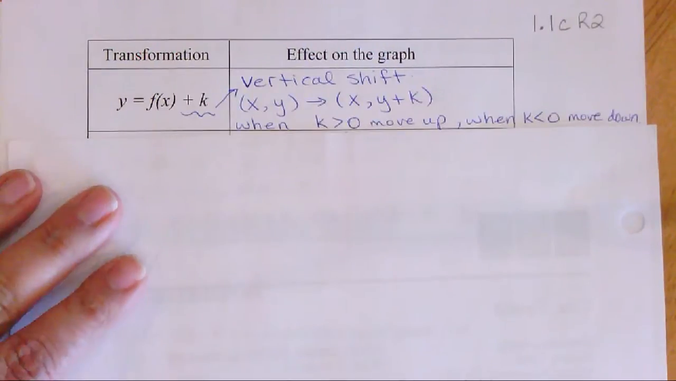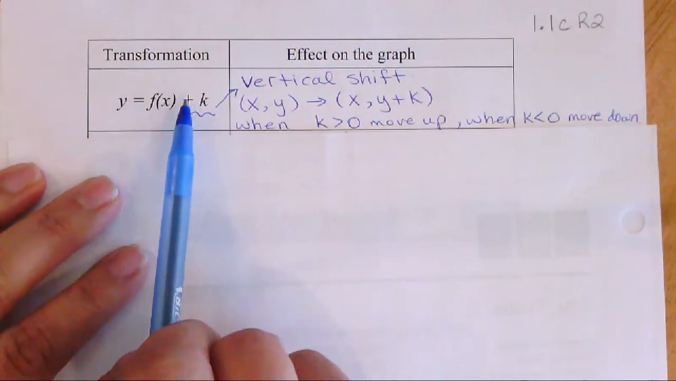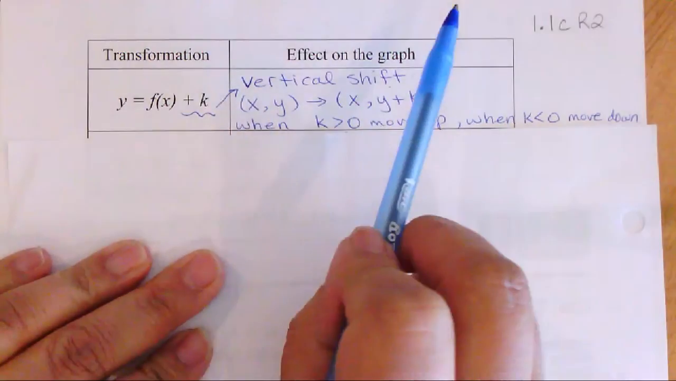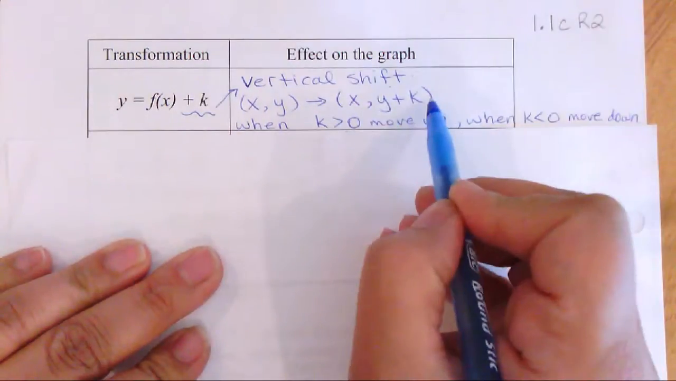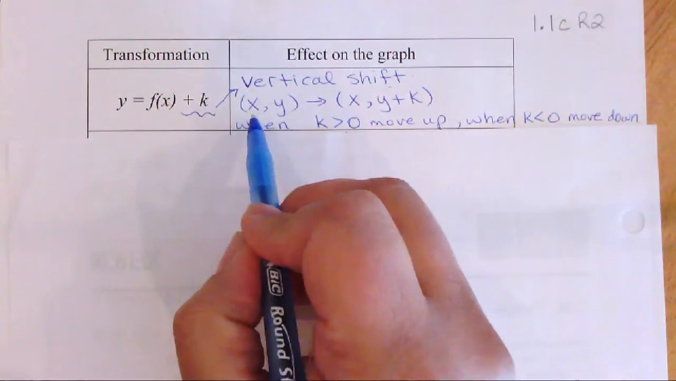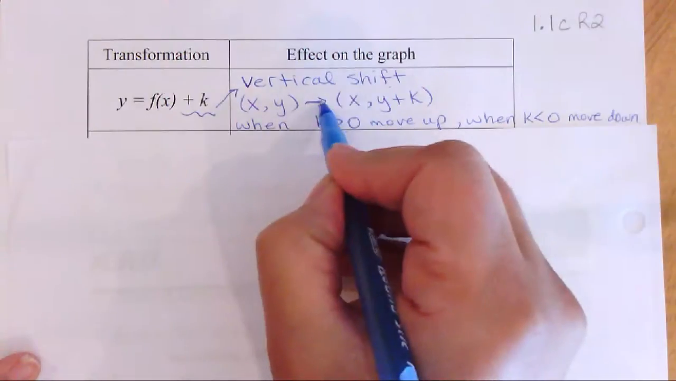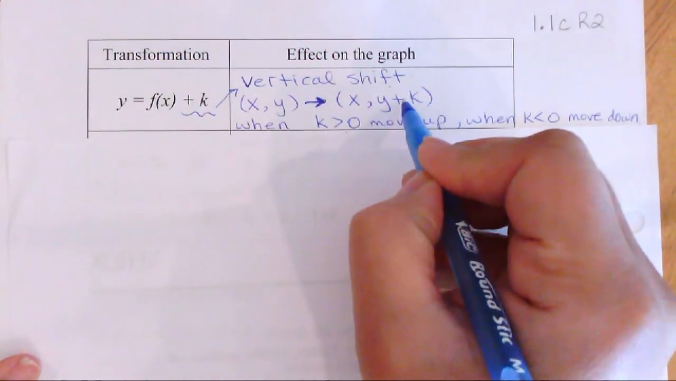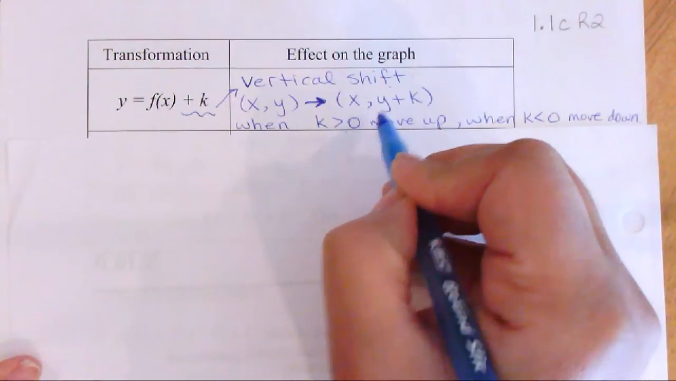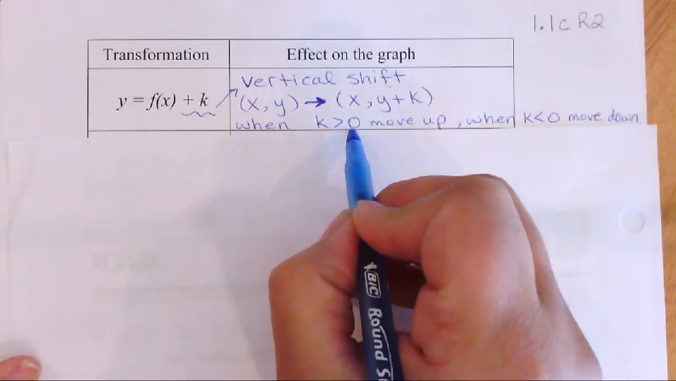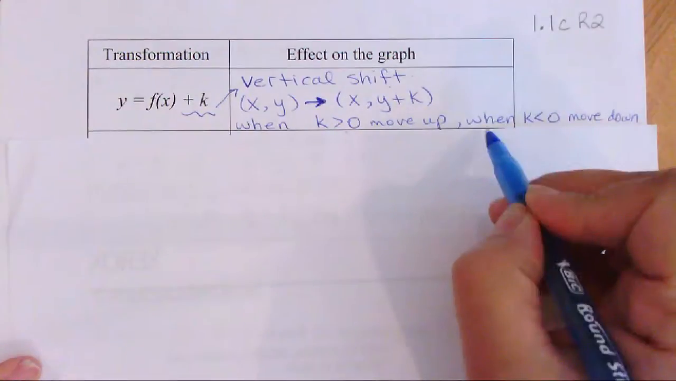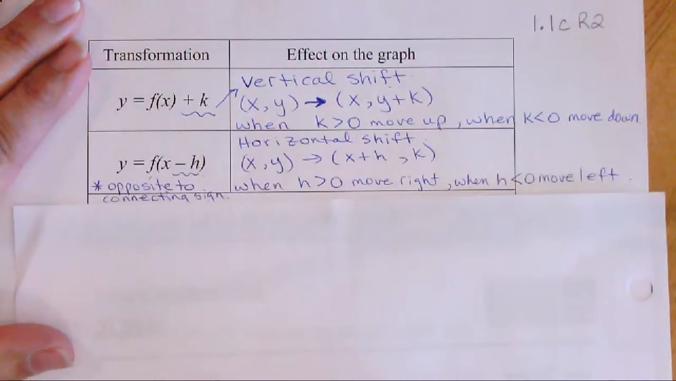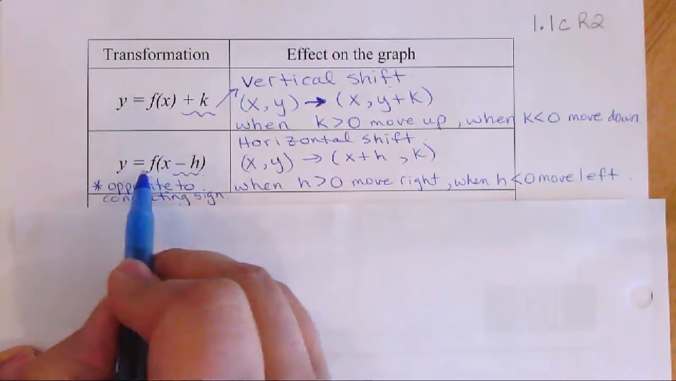So if we look at the first case here, we've got y equals f of x, and then after we have a plus k, this created a vertical shift, so a movement up or down, or we could say the y values were affected. If we're looking at this mapping notation, we've got our original x and y point, and the effect on the y was that we added a k value to just the y values. And I just want to state, when k is positive, we move up or shift up, and when k is negative, we move downwards.